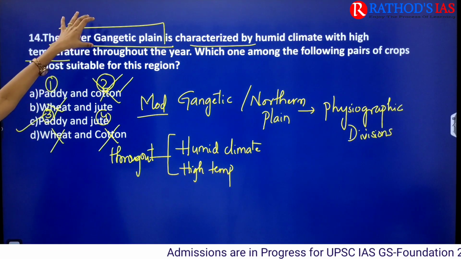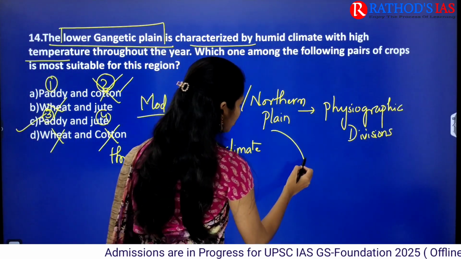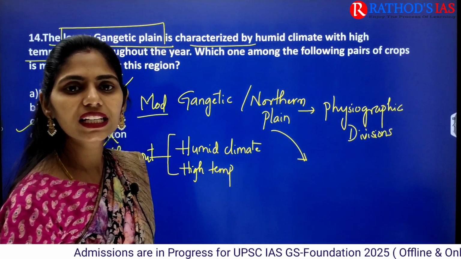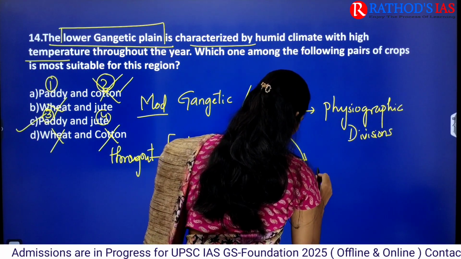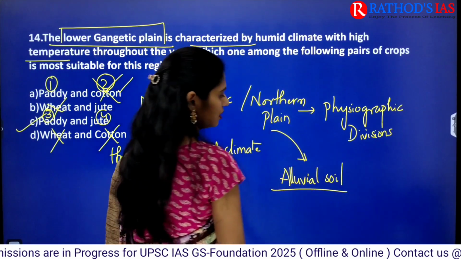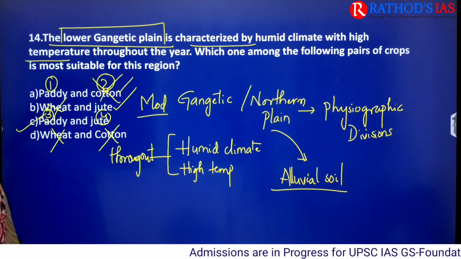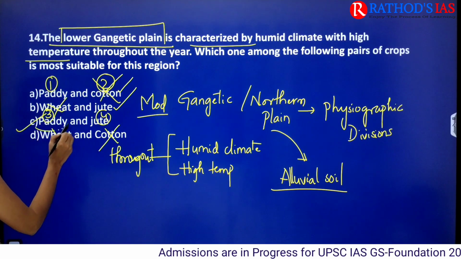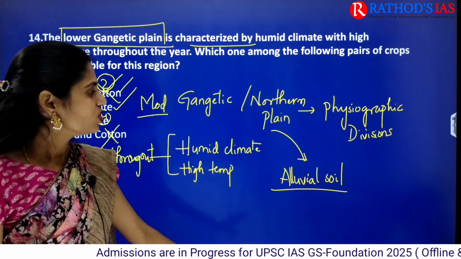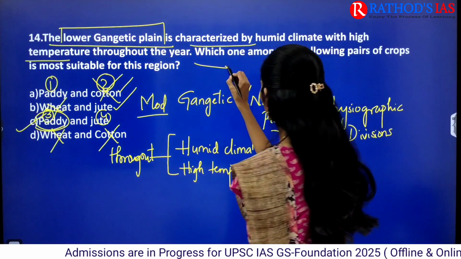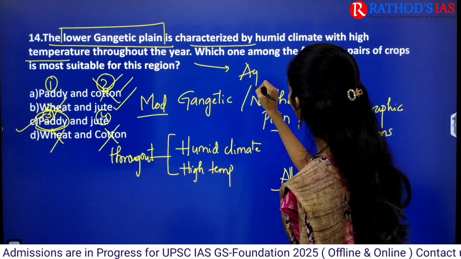And actually if you are talking about these plains, how are these Great Plains formed? Because of the sediments brought by these Himalayan rivers, right? So it is having alluvial soil. Alluvial soil is very good, very fertile. It is used for the growing of jute. And here paddy, which requires high temperature and humid climate. Clear?